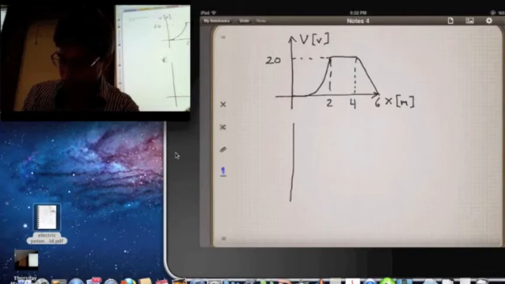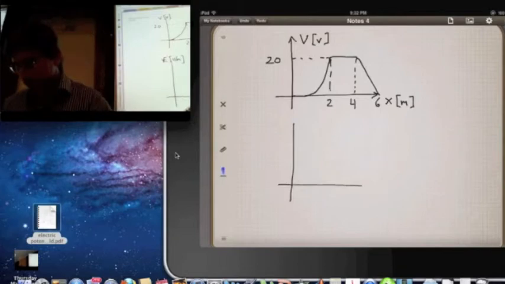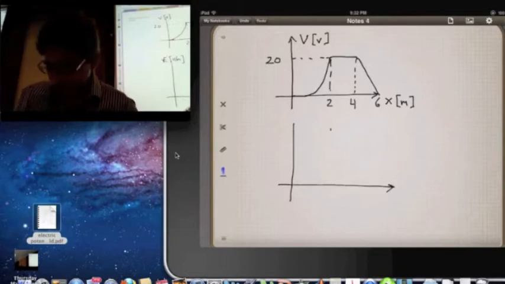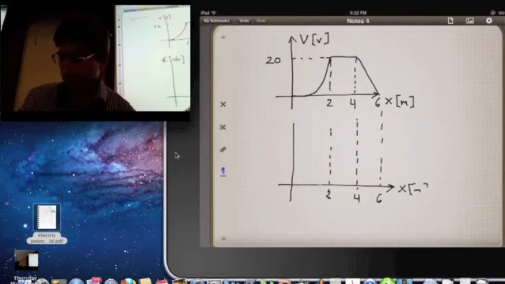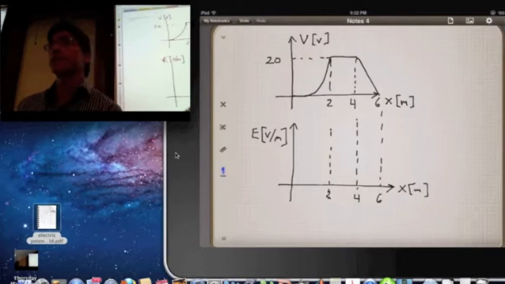The electric field in volts per meter. 2, 4, 6. So this is an example of a calculation where you're going from information about the potential to finding the electric field. Okay. So how do we proceed?